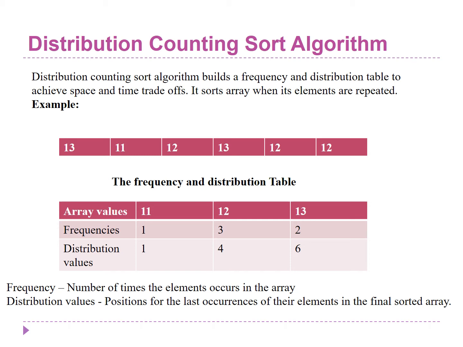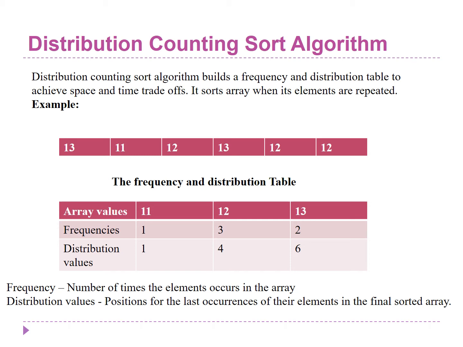The distribution value of 12 is 4 since its frequency is 3 and the distribution value of its predecessor 11 is 1. Hence, we do a sum of 3 plus 1. The distribution value of 13 is the frequency of 13, which is 2, added with the distribution value of its predecessor, which is 4. So the sum of 4 plus 2 is 6.